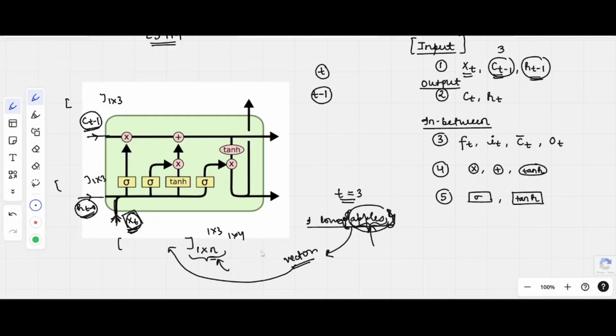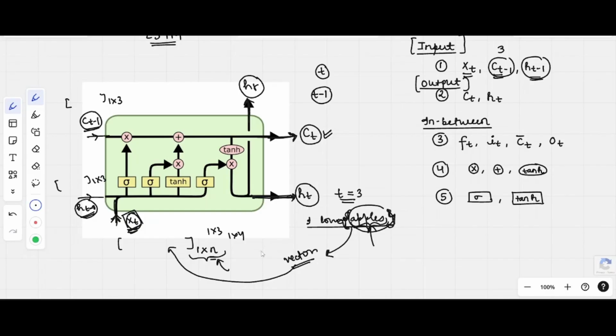Now let's consider the output. Once all the processing is done inside, you will get two outputs. The first one is CT, that is the cell state at the current time step. And the second one is HT, the hidden state at the current time step, and this same output is going out from here. That is why you see three arrows. One is for the long term memory that LSTM is maintaining, our cell state at the current time step, and these two arrows are for the hidden state, or the short term memory that the LSTM is maintaining.